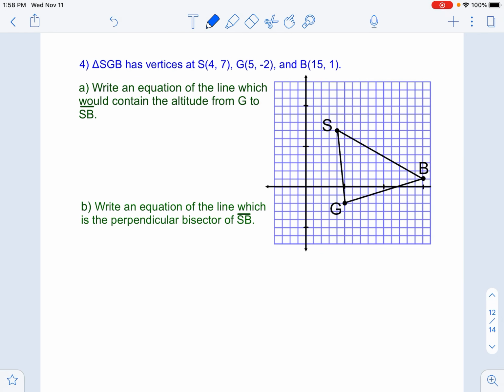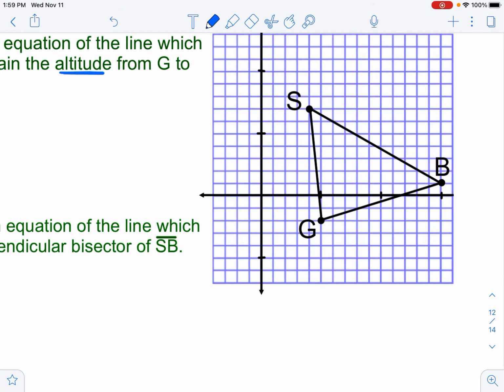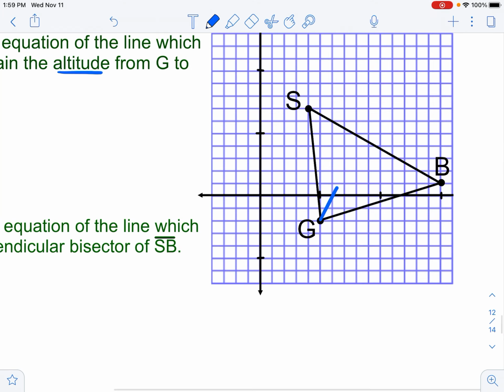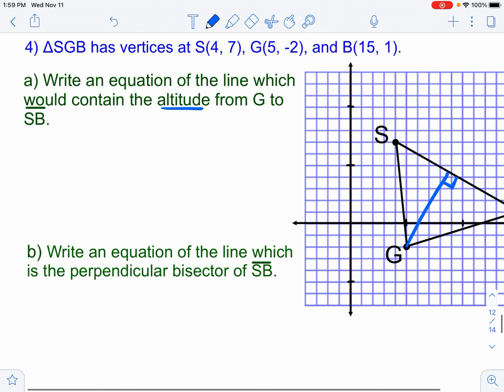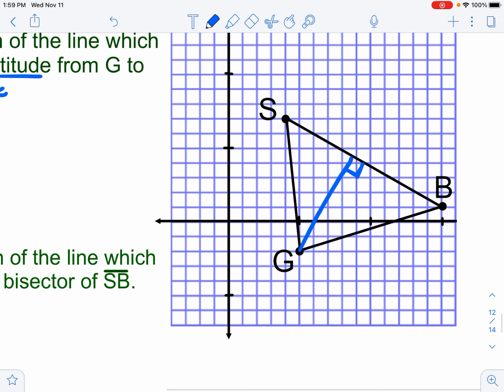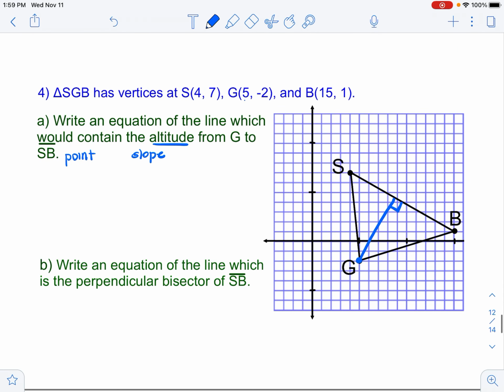All right, next we have triangle SGB, and I also already gave you the vertices. A says write an equation of a line that would contain the altitude from G to SB. So I want to draw an altitude from G to SB. There's my right angle. To write an equation of a line, you need two things. You need a point and you need the slope. Do I have a point on that line? Sure do. It's G. It's right there. I can just look right here, see where it's at. It's at (5, -2).